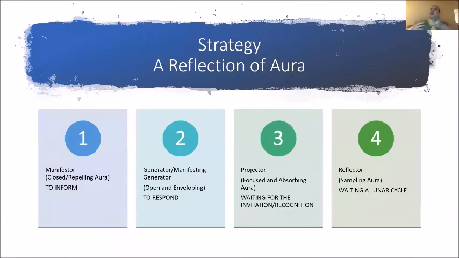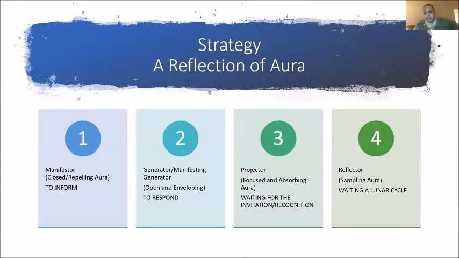So the bedrock of human design is about understanding your strategy and your authority. And strategy comes in essentially 4 different ways. There's the manifester, whose strategy is to inform, and they have what's considered a closed and repelling aura. There's the generator and manifesting generator. For the intent of this conversation, as far as an aura goes, they have the same aura, and their strategy is to respond.